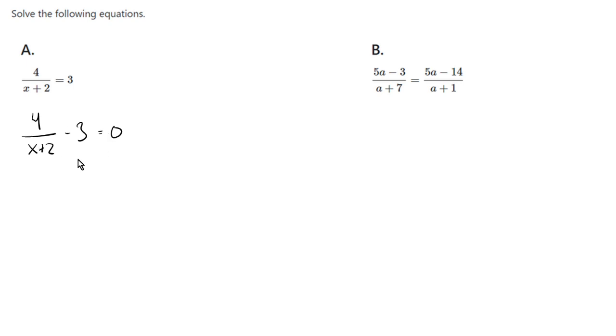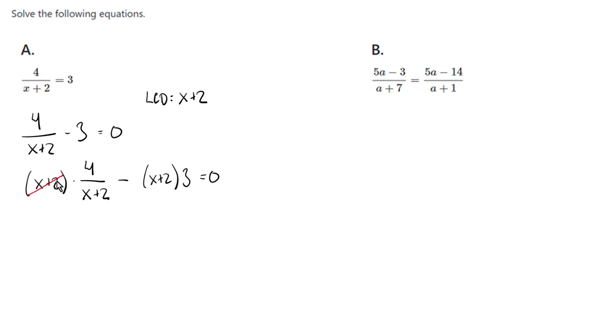And now we need to find the lowest common denominator, which is going to be x plus 2. And what we're going to do is multiply each of the terms by x plus 2. So the first term is the following rational expression. So we're going to write x plus 2 times the first term, which is 4 over x plus 2, minus x plus 2 times the second term, which is 3, equals 0.